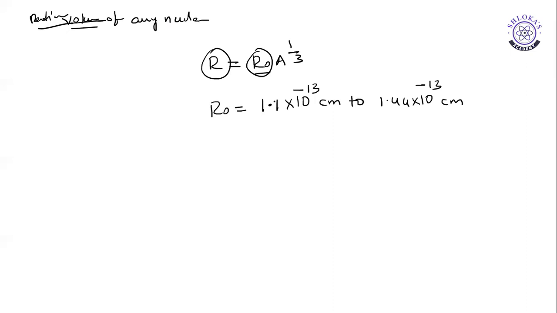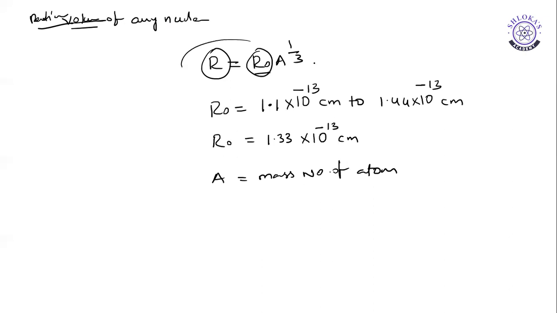Right? If they are not given any of these values, by default, the R naught value should be taken as 1.33 into 10 to the power of minus 13 centimeter, the most common value of R naught. And here A is the mass number of the atom, that is the number of protons plus neutrons present in the nucleus. So by using this formula, Rutherford explained how to find out the radius of the nucleus of any atom.